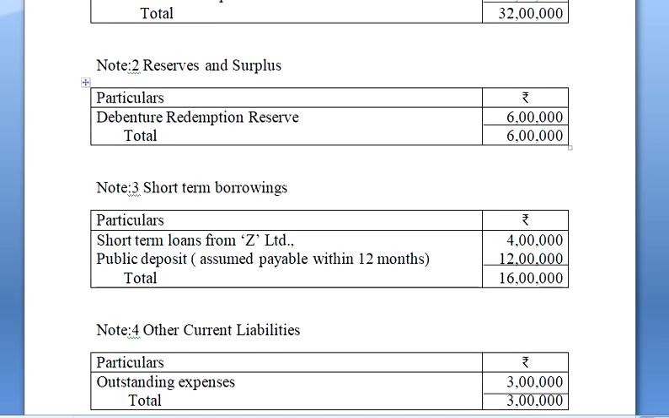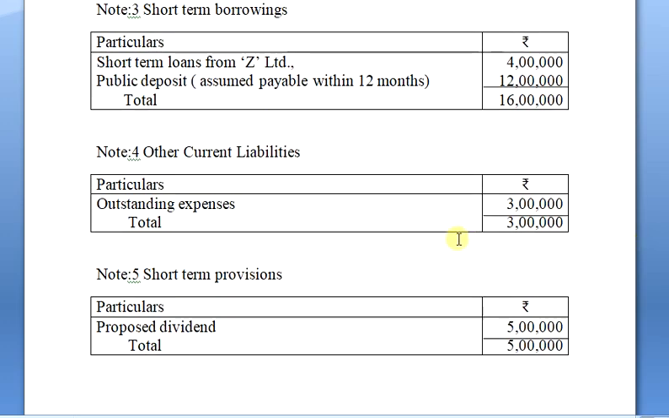Again moving on to the short term borrowings: short term loans from Z Limited 4 lakhs, public deposit assumed payable within 12 months, that is 12 lakhs. So total it becomes how much? 16 lakhs. Again other current liabilities, outstanding expenses, you will be getting 3 lakhs.